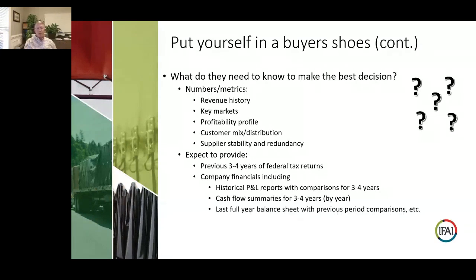So expect to provide 3 or 4 years of federal tax returns. They're all going to ask for that, and hopefully you've got clean books and clean tax returns, because that will show them that you're running the business in an upfront fashion. Expect to want company financials included in your historical P&L, with comparisons for 3 to 4 years. Cash flow summaries for 3 to 4 years, typically by year, as well as the last full year of your balance sheet with comparisons to previous periods. And again, all of this is to give them a snapshot, a comfort level that this is a solid business that they're trying to buy.